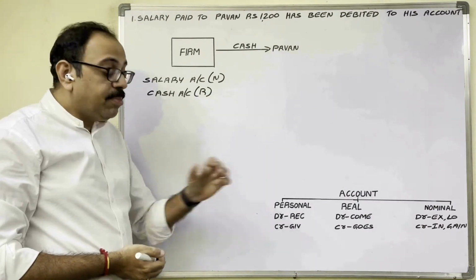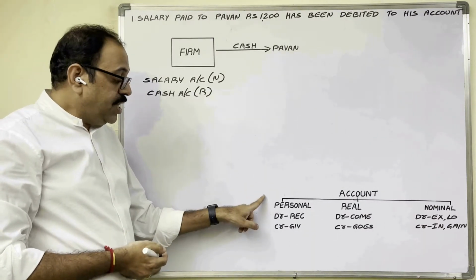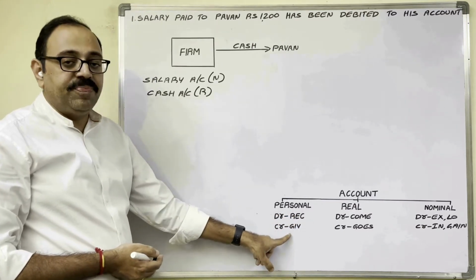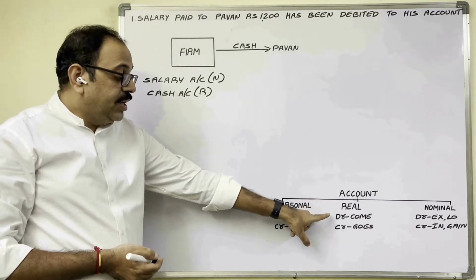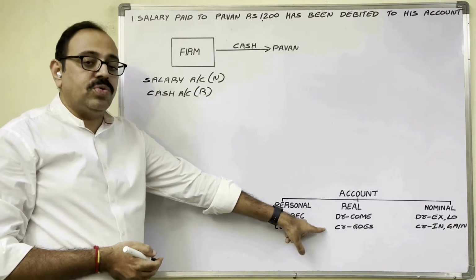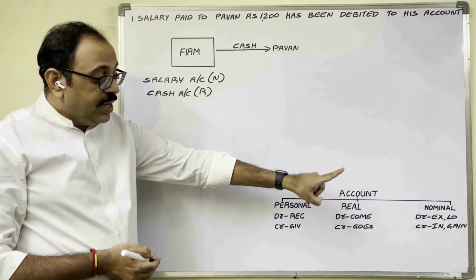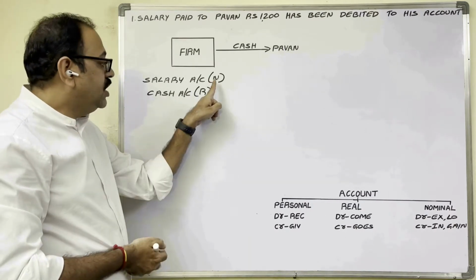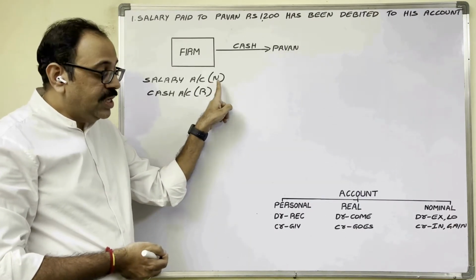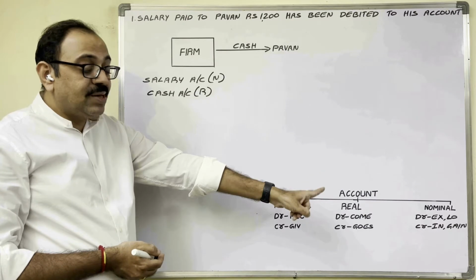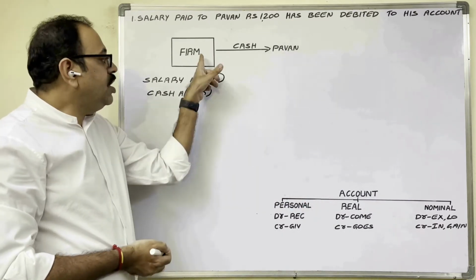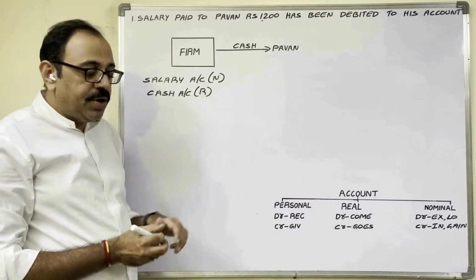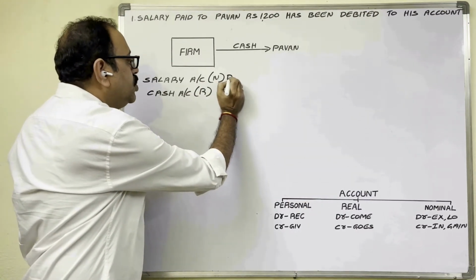Then apply the double entry principles. For a personal account, the double entry rule is debit the receiver, credit the giver. For a real account, debit what comes in, credit what goes out. For a nominal account, debit all expenses and losses, credit all incomes and gains. Salary account is a nominal account, so the rule is debit all expenses and losses. To the firm, salary is an expenditure. Expenditure we should debit. So salary account we should debit.